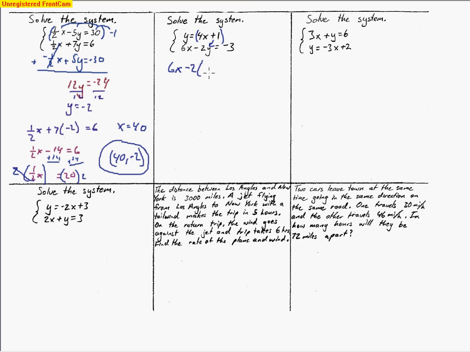The difficult thing to remember is that this is double. Actually, it's the opposite of double y. So you've got to put the 4x plus 1 in parentheses, set that equal to -3, and then go ahead and distribute that -2 over that addition. So we've got 6x minus 8x minus 2 all equals -3.